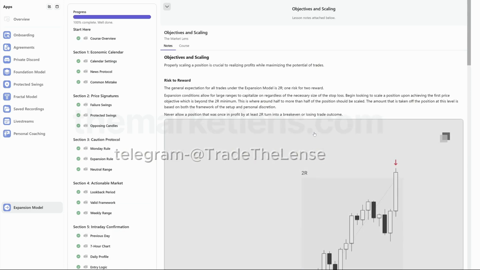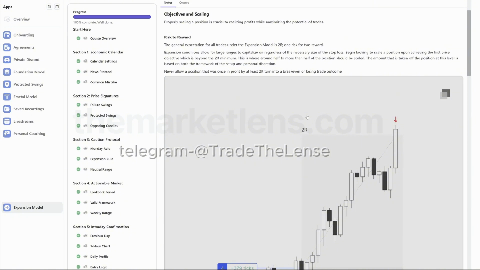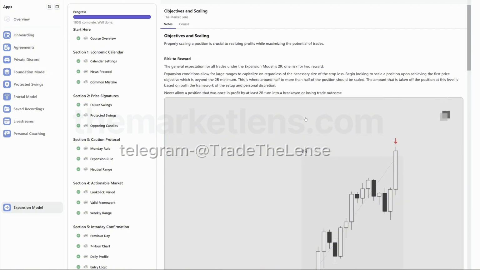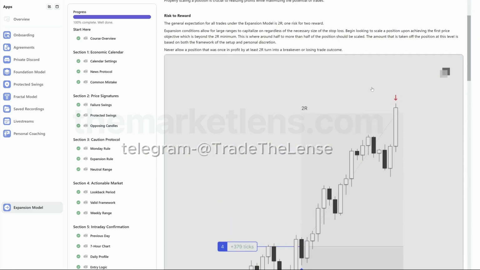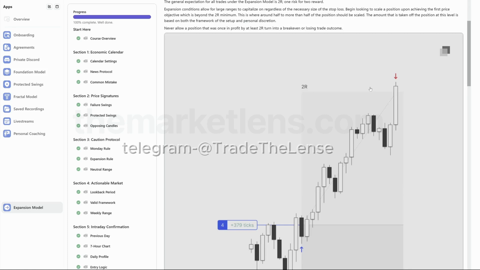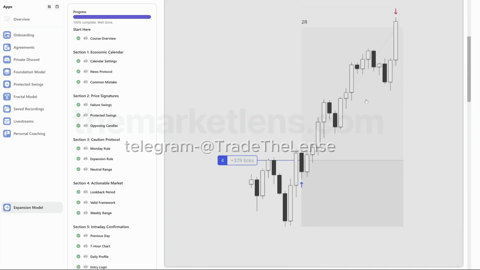Objectives and scaling. This is very similar to the foundation model. We're still looking for 2R on these trades. That's really a minimum expectation. When you're lower frequency trading, we're looking for a decent move. When we do all these steps, all that work, we want to get something out of it. And that is really what we're looking for on a trade idea. At that point, if we're hitting 2R, let's think about scaling half or more off of that position. That's that minimum objective.